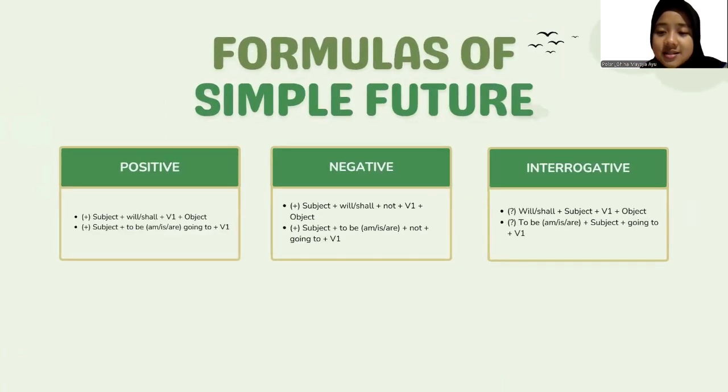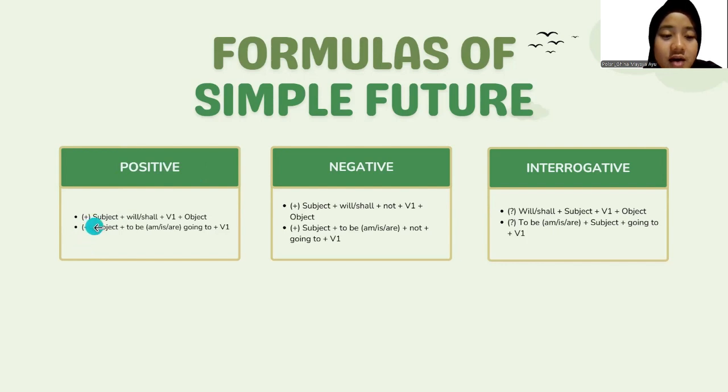Now for the formulas, we have a little bit different here. They don't have the nominal or the verbal, but here I'm going to distinguish the formula with each type: positive, negative, and interrogative. First, let's talk about the positive. We have talked about the positive form of simple present, and then we also have talked about the simple past. Now is the simple future.